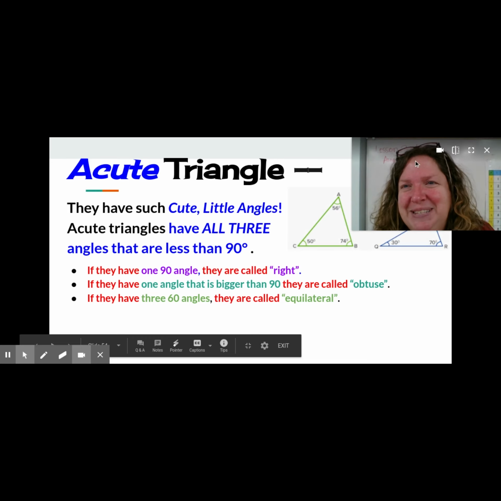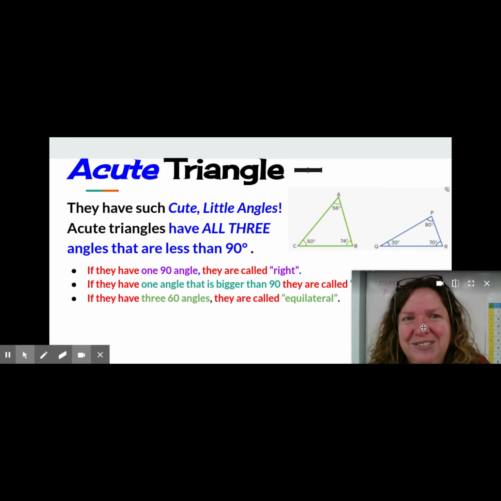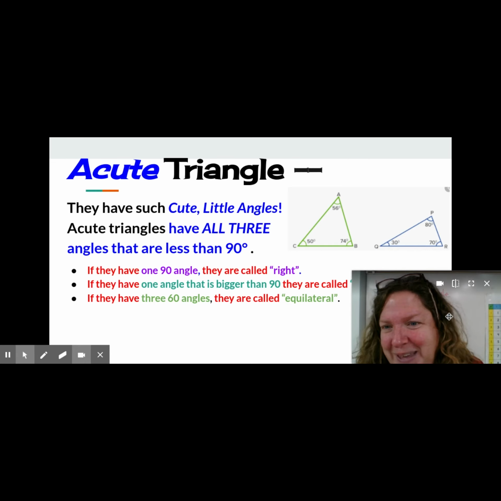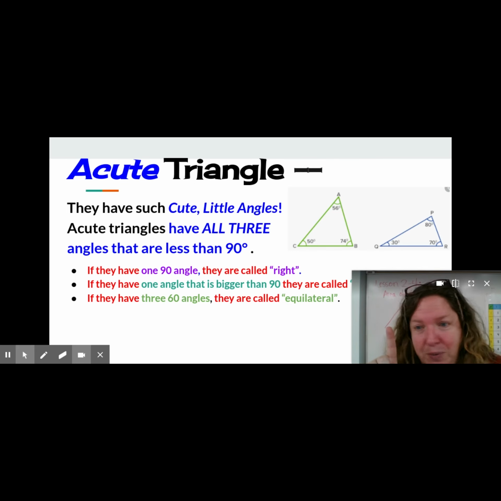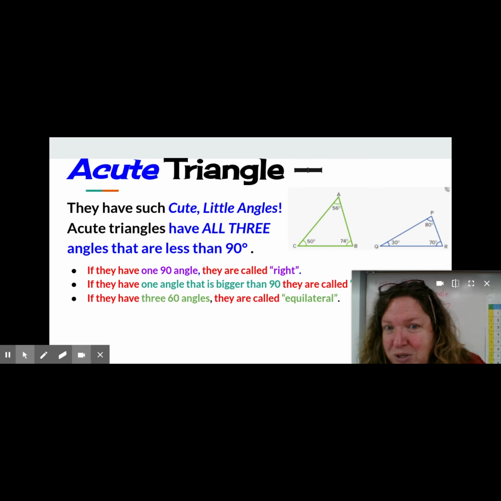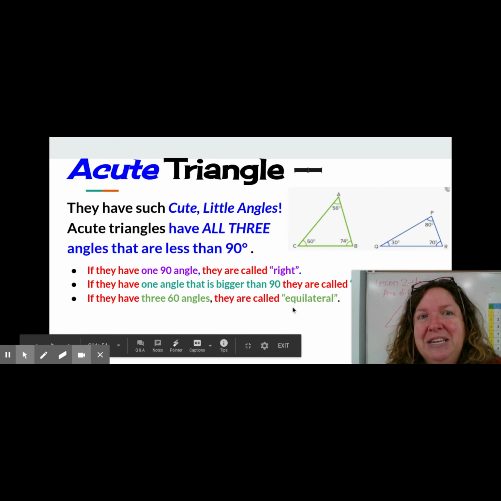That brings us to acute angles. We call them acute angles because all three of the angles are less than 90. They're cute little angles. That helps me remember. If you say it with that baby voice, oh, it's such a cute little angle, you're going to remember it. All of the angles have to be less than 90. If they have one 90-degree angle, they're called a right triangle, so that wouldn't be acute. If they have one angle that's bigger, they're called obtuse. Again, that wouldn't be acute. If all three angles are 60 degrees, they're called equilateral. So it's only if they have all three acute angles, and not one that's a right and not one that's an obtuse, that those are acute triangles.